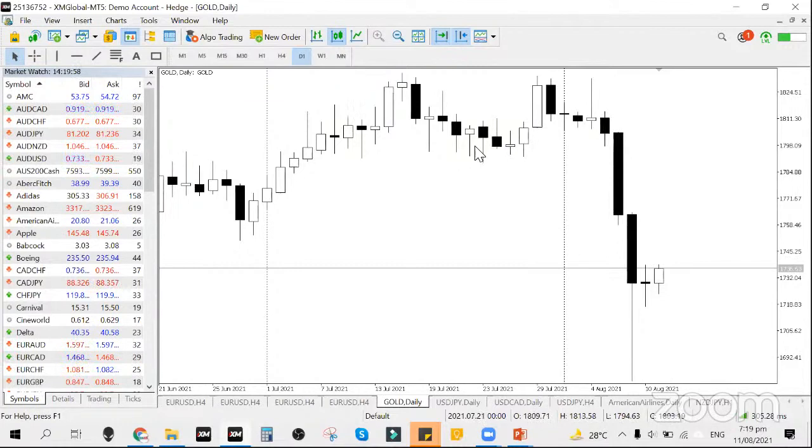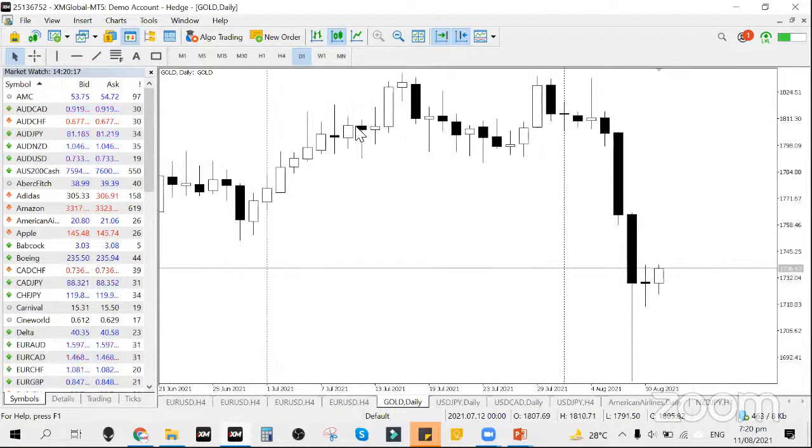In general, white candles mean umakyat yung presyo from the time it opened to the time it closed. Yung mga black candles naman, price went down from the time it opened to the time it closed. So, ibig sabihin, if you're looking at the daily chart, yung mga black, nung araw na yan, bumagsak yung presyo. Yung mga white, umakyat yung presyo. Okay?